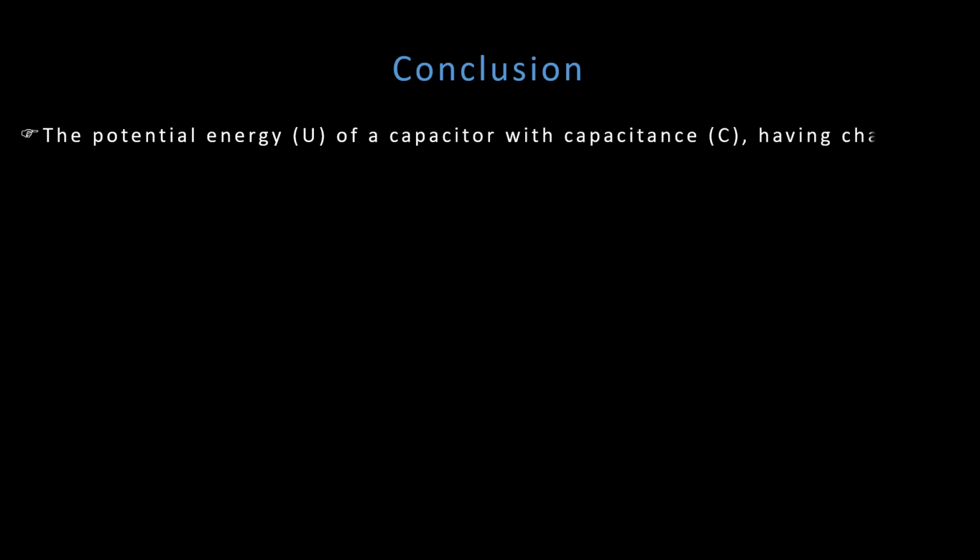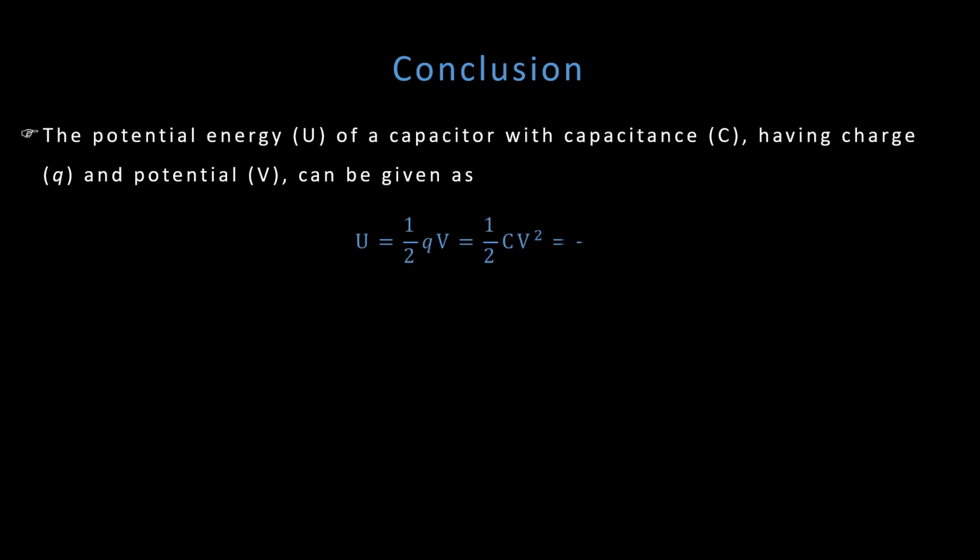Let us conclude now. So now we know that potential energy U of a capacitor with capacitance C, which may be having charge Q on it, and maybe its potential is V, can be given as half QV or half CV square or half Q square by C. We can use any of the three equations to find out potential energy of capacitor.